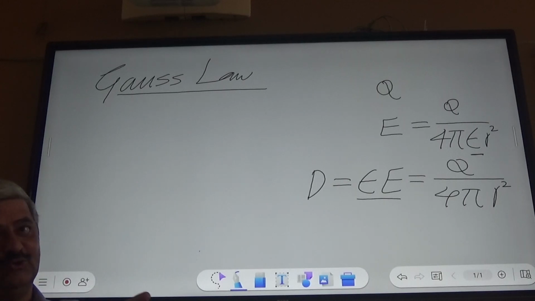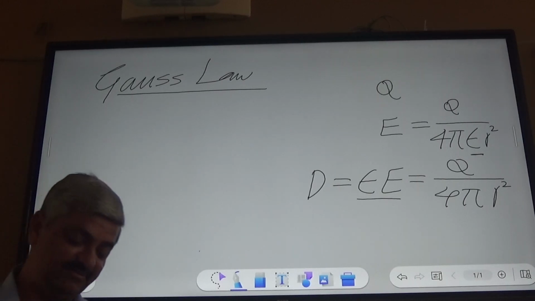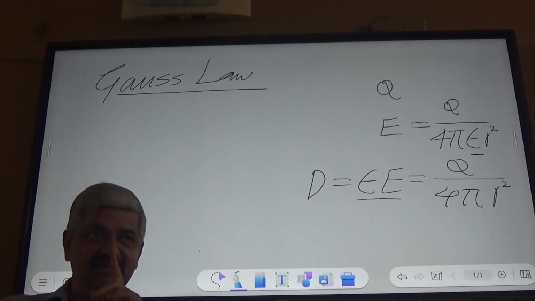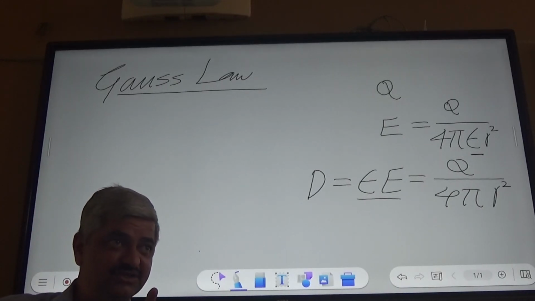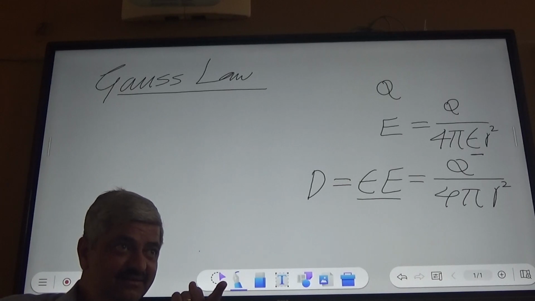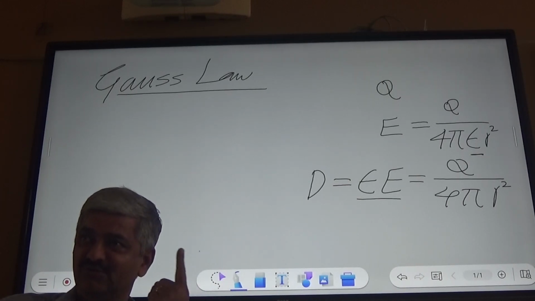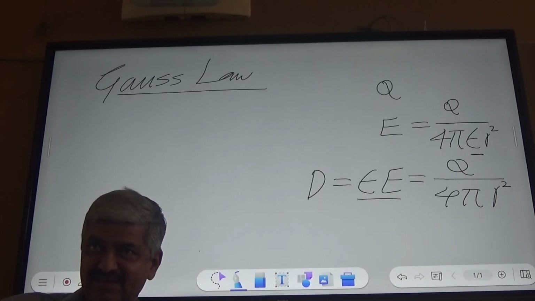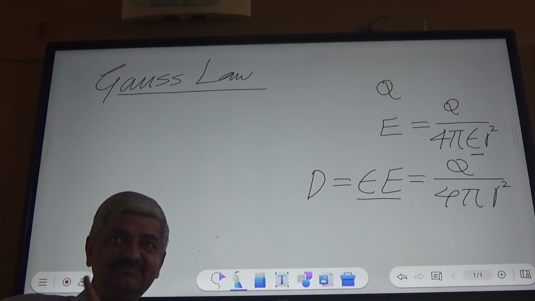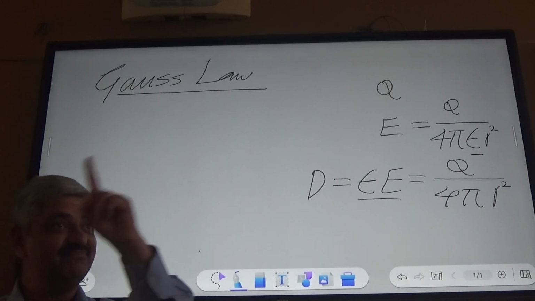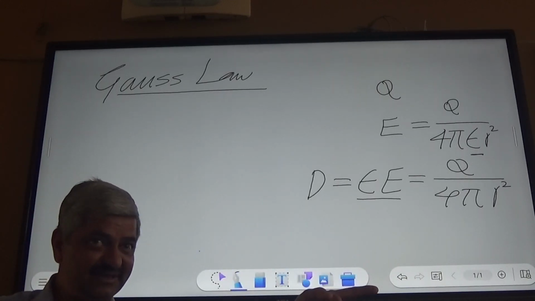Therefore, we introduce a new term, infinitesimal. Infinitesimal and infinite. Infinitesimal into infinite can be what? It can be anything. Infinitesimal into infinite is indeterminate. It can be finite, it can be infinitesimal, it can be infinite.